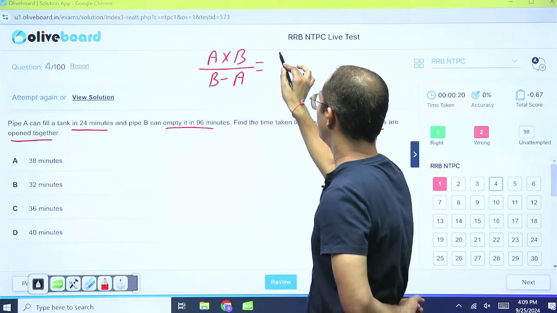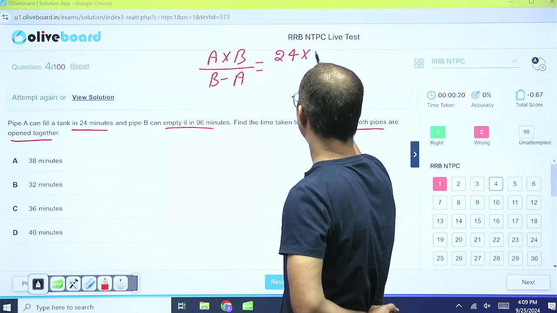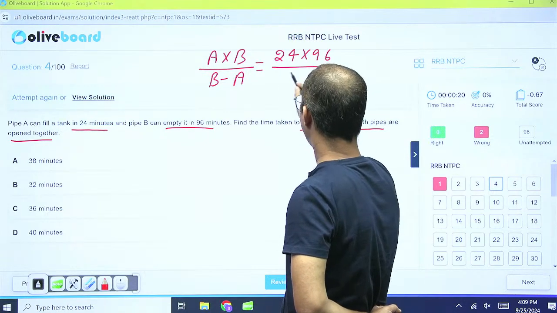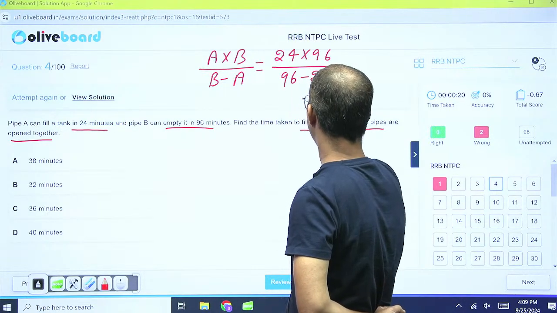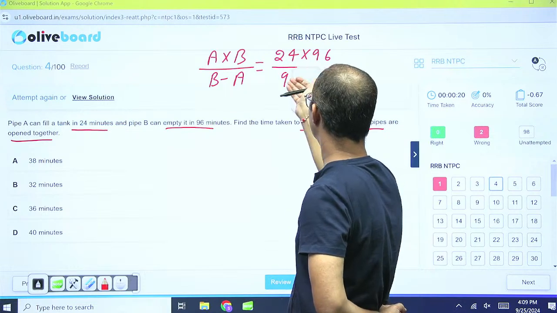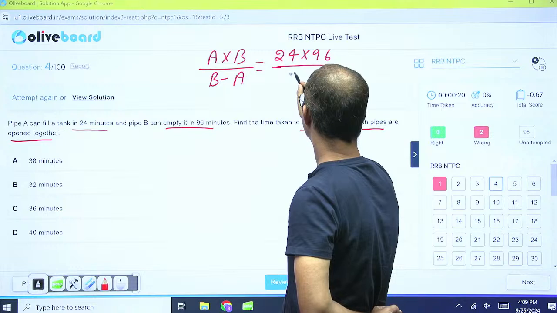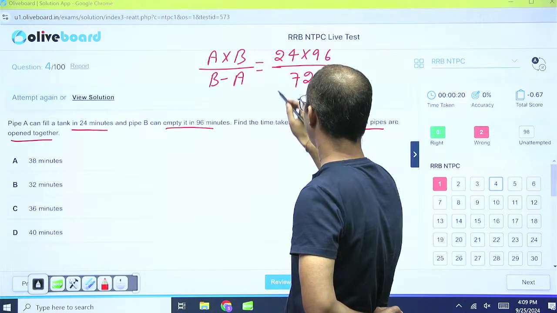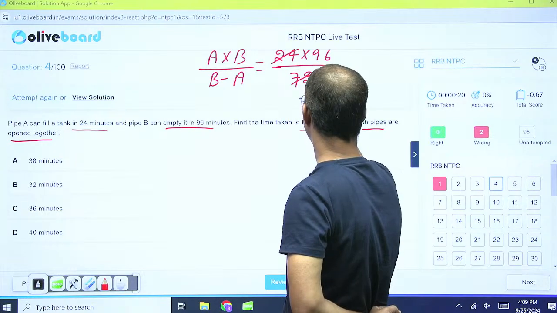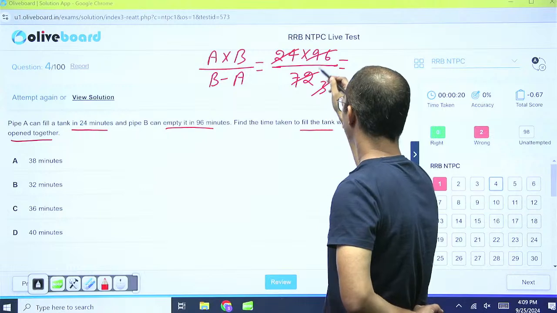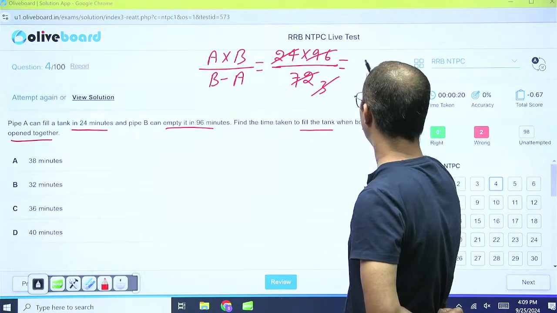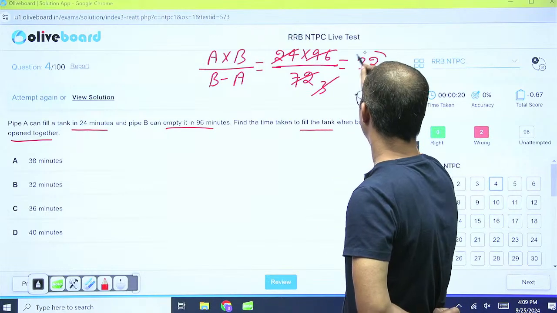So the answer would be 24 into 96 divided by 96 minus 24. So this would be equal to 96 minus 24, which is 72. 24 threes are 72, and 96 divided by 3, we will get 32, 3 threes are 9, 3 twos are 6.